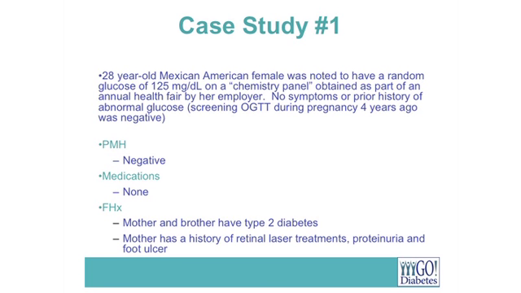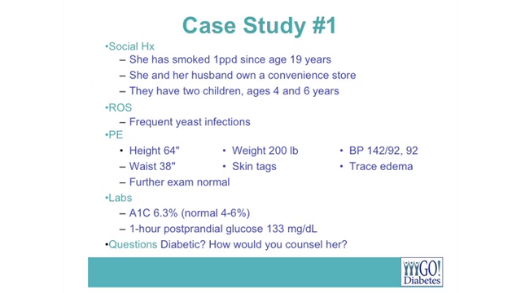So she had a random glucose of 125. It doesn't say if it was fasting, but we'll assume it wasn't. She's had no symptoms or no abnormal glucoses before. She had a normal glucose tolerance test when she was pregnant 4 years ago. Her past medical history, negative. Medication, she's on none. Family history, mother and brother have type 2 diabetes, so ding, ding, ding, ding, that goes off. You think, okay, high chance of her developing it. Her mother has a history of retinal laser treatments, proteinuria, and a foot ulcer.